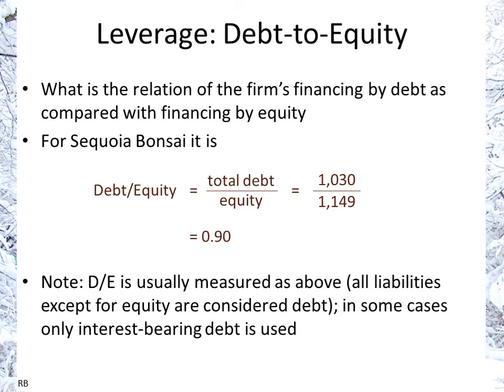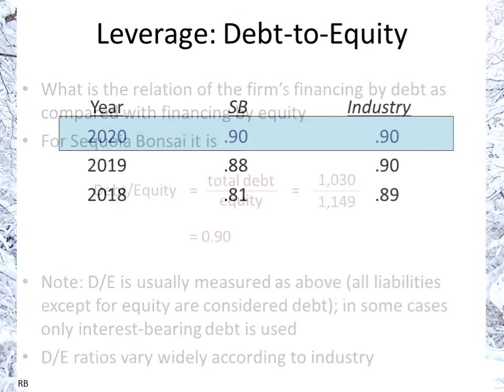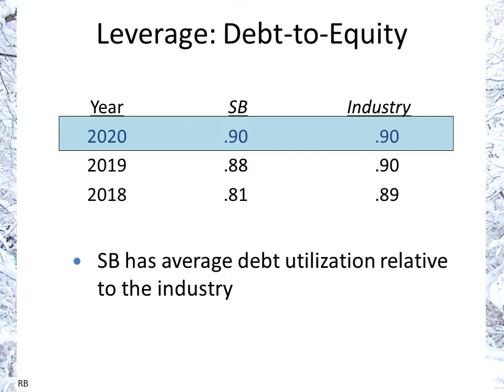So as you see, as I mentioned already, liabilities are considered as debt. Some analysts will use only interest-bearing debt, but that would be specified and should be specified. And depending on the industry, debt equity ratios do vary widely. So as you see, we need to compare with the industry. Here we have the industry averages, and as you can see, the utilization of debt is about equivalent to the industry.